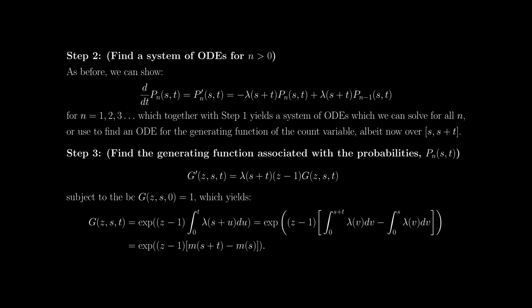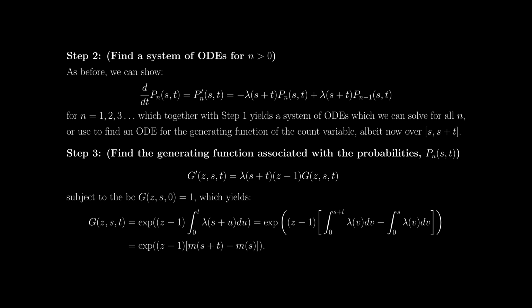And again, plugging in the boundary condition that a count of 0 occurs certainly over an interval of length 0, we can see that if we solve this equation, we end up with an expression for the generating function, g_z(s,t), as the exponent of (z minus 1) times the integral running from 0 to t of lambda(s plus u) du.